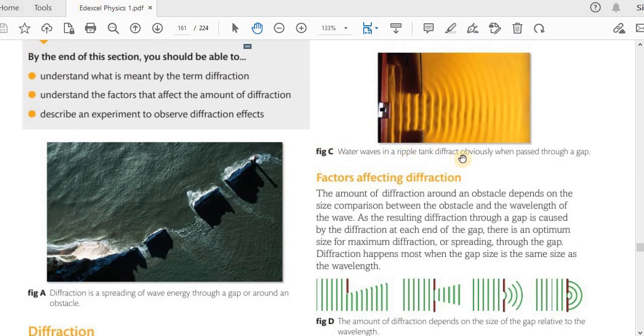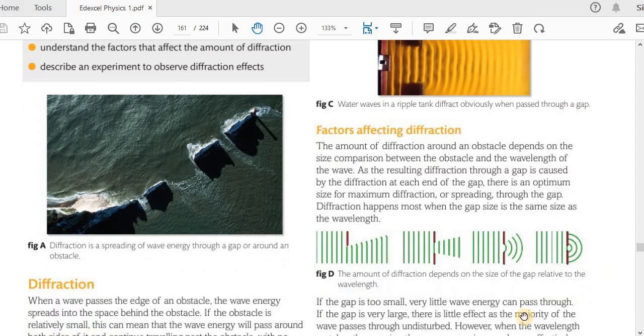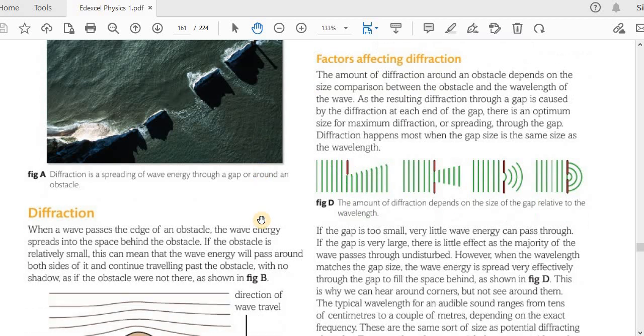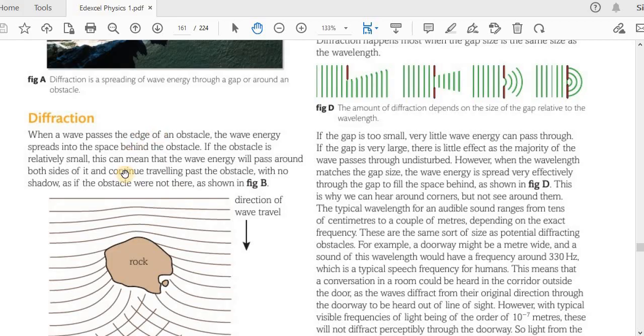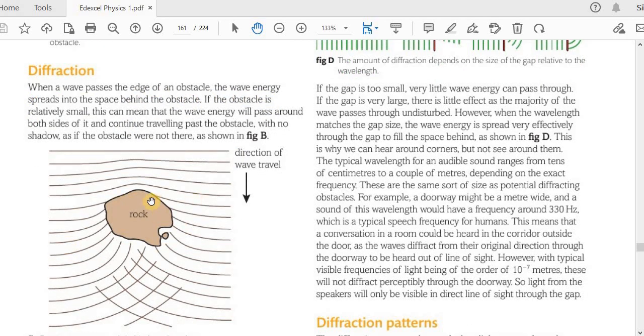Water waves in a ripple tank diffract obviously when passing through a gap. You can see the waves spread out. Even here it's spreading out. The spreading of the waves when it passes through a gap is called diffraction. Let's see the details. When a wave passes the edge of an obstacle, the wave energy spreads into the space behind the obstacle. So on the other side of the obstacle.